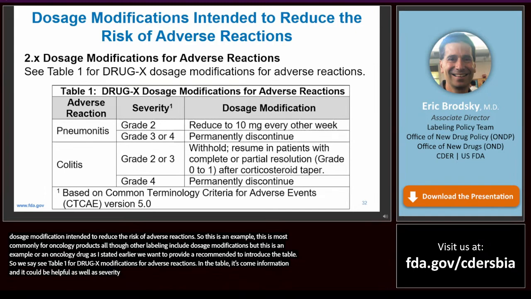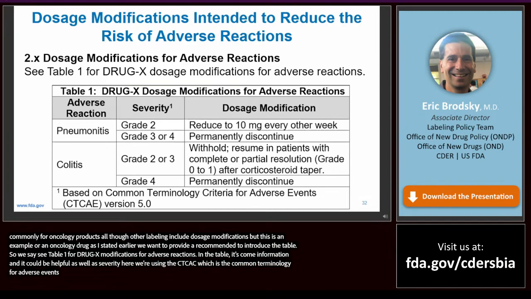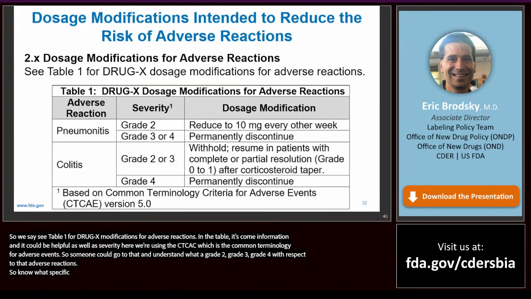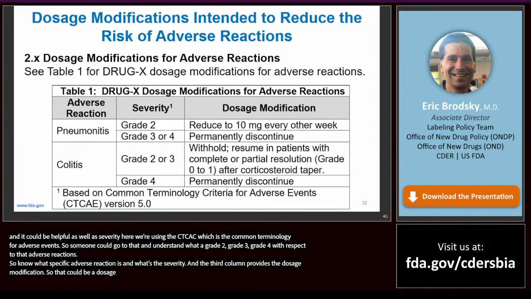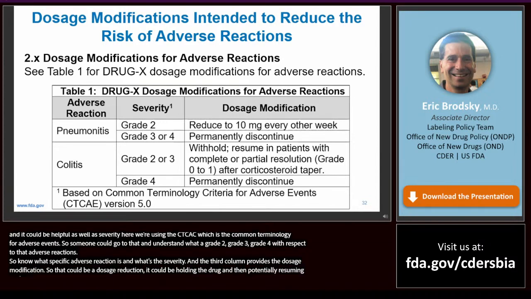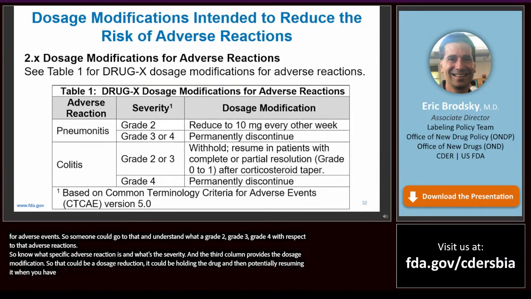Here we're using the CTCAE, which is the Common Terminology Criteria for Adverse Events. And so someone could go to that and understand what a grade 2, a grade 3, a grade 4 is with respect to that specific adverse reaction. So we know what the specific adverse reaction is and what the severity is. And the third column provides the dosage modification. That could be a dosage reduction, it could be holding the drug and then potentially resuming it when you have a complete or partial resolution, or a permanent discontinuation.